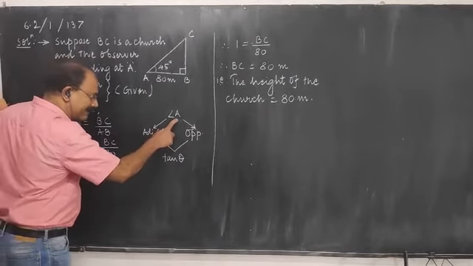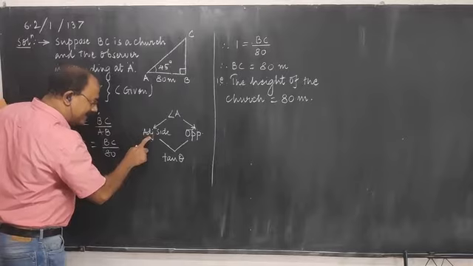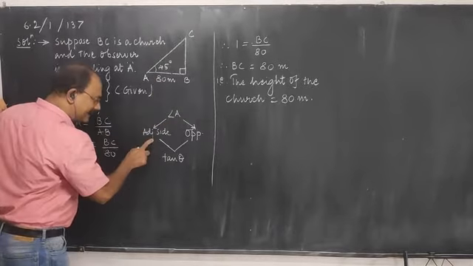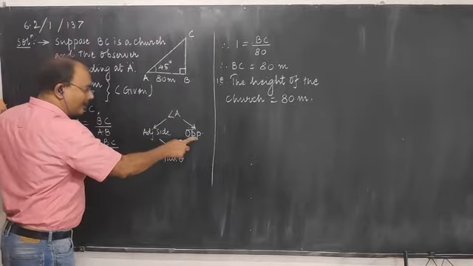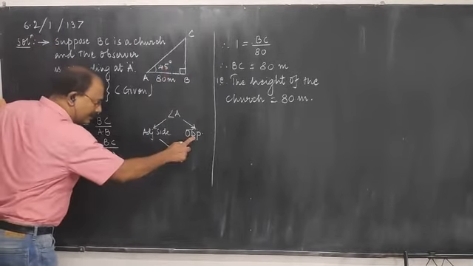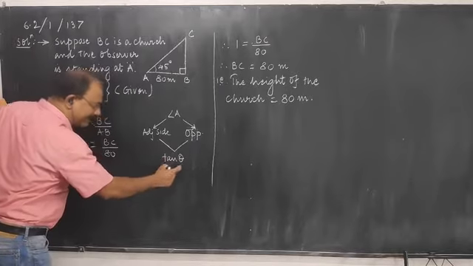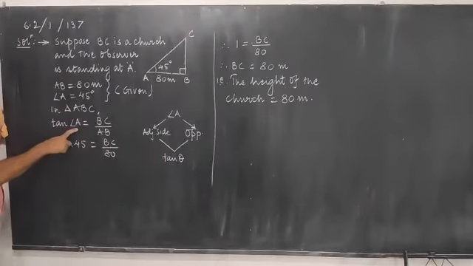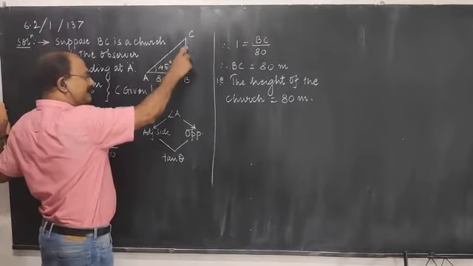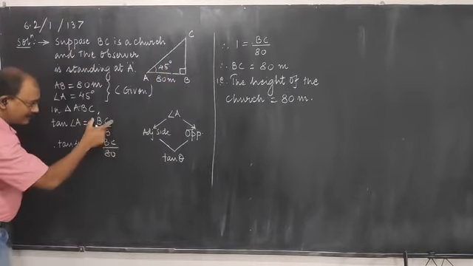So, you write the given angle, and write the given side with respect to this angle. For this angle, this is the adjacent side. For this angle, we want to find out the opposite side. So, these two sides are linked by tan. Therefore, I am using tan of angle A. So, tan A is equal to opposite side BC upon adjacent side AB.